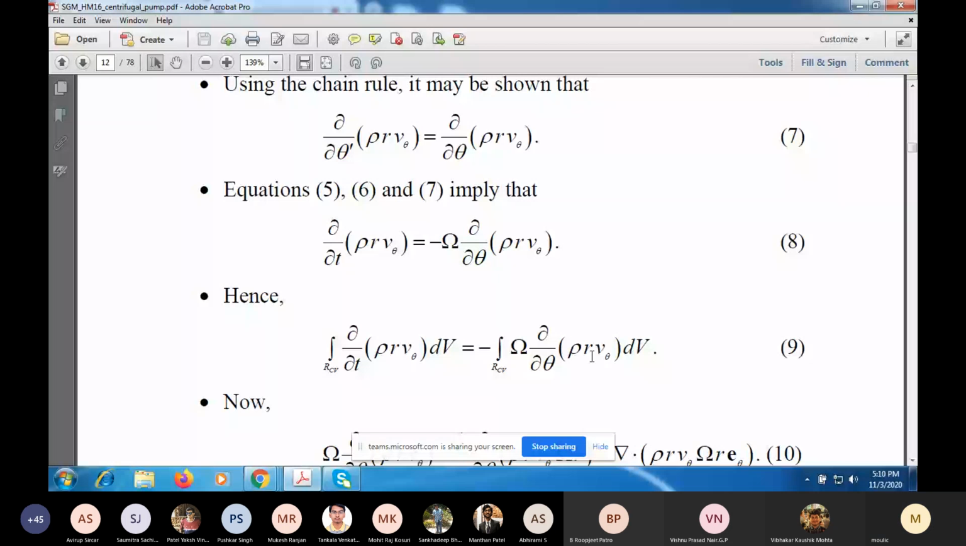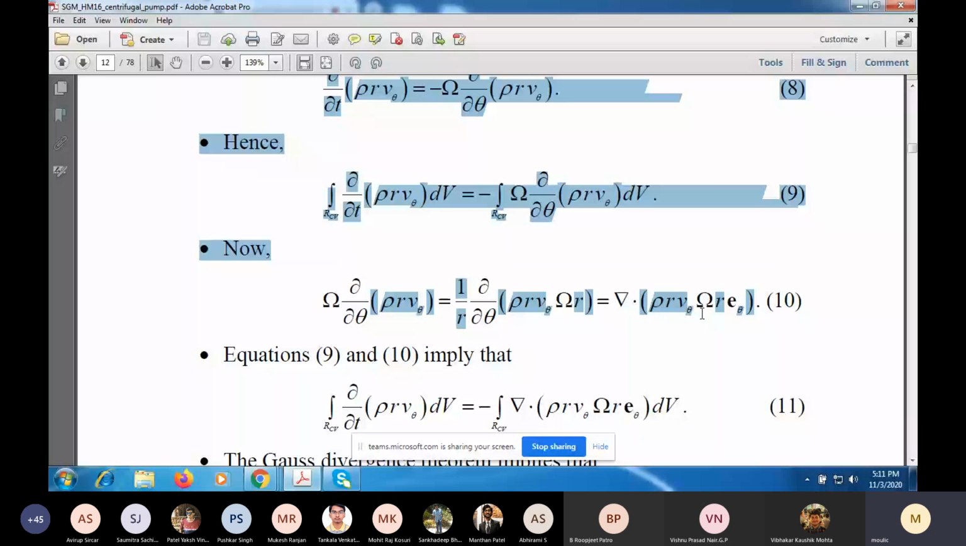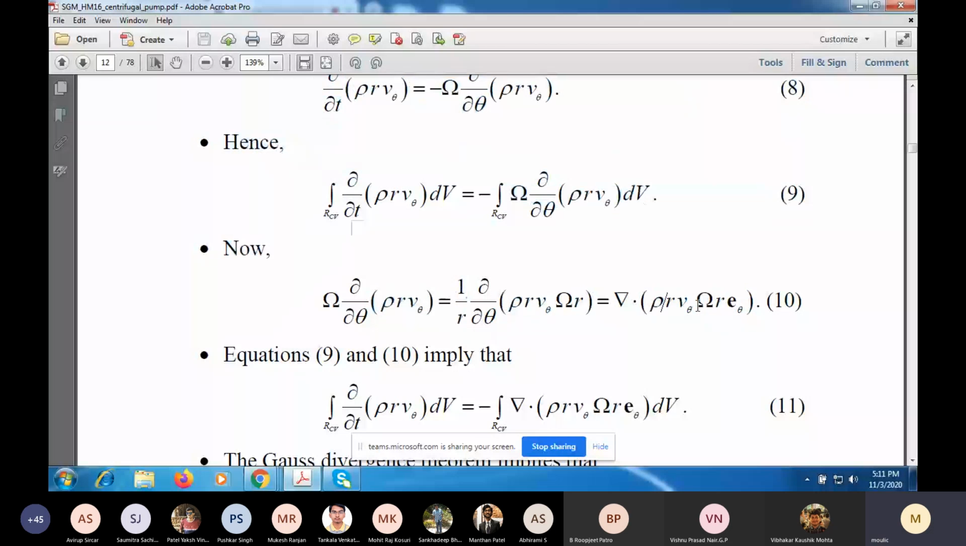Now look at this quantity. Omega is a constant, so omega can be moved inside the derivative. And since it's a partial derivative, I can have an extra r inside and divide by an r. So if we have a vector field whose radial component is 0, axial component is also 0, but the tangential component is this quantity rho times r times v theta times omega r, then multiplying by e theta gives you the vector. If you take the divergence of this vector field, you'll get this.